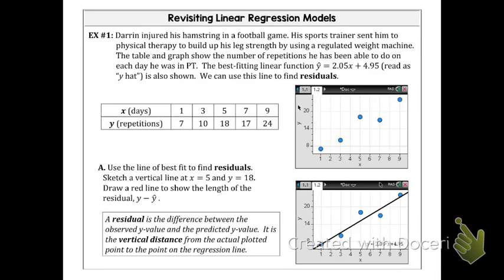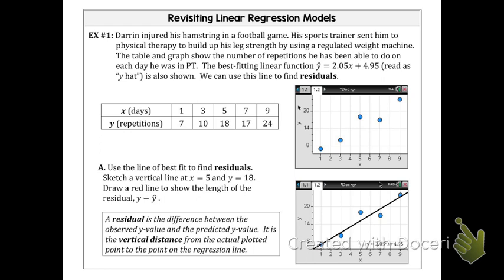So example 1 here says Darren injured his hamstring in a football game. His sports trainer sent him to physical therapy to build up his leg strength by using a regulated weight machine. The table and the graph show the number of repetitions he has been able to do on each day as he was in PT. The best fitting linear function, y hat equals 2.05x plus 4.95, is also shown. We can use this line to find the residuals. And so we can see there that they give us a group of ordered pairs and that they plotted those points on the first graph on the right.